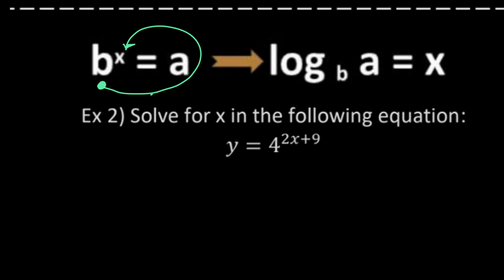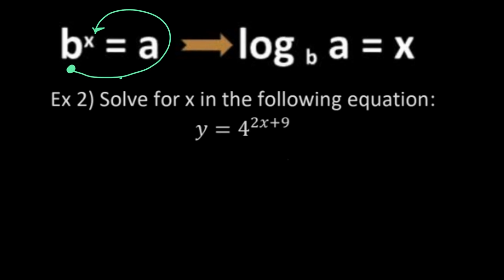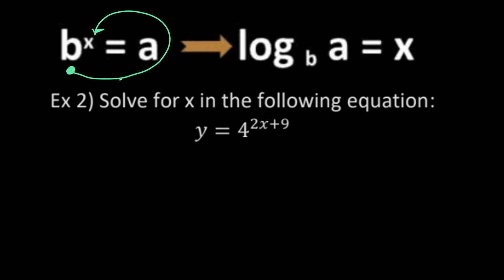So let's try it. We're asked to solve for x. What's the issue with immediately solving for x here? It's in the exponent. So this is an exponential function. How do I get x out of the exponent? We have to log. We have to do the log roll, convert it into a log function.